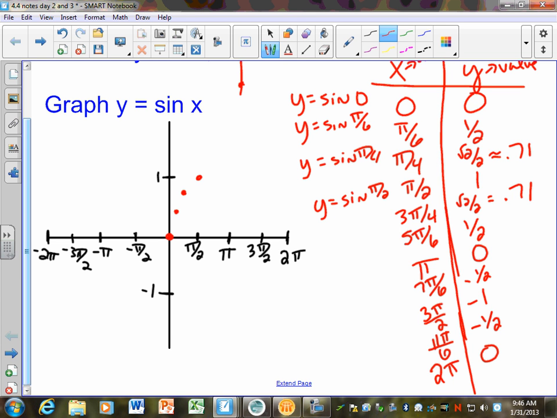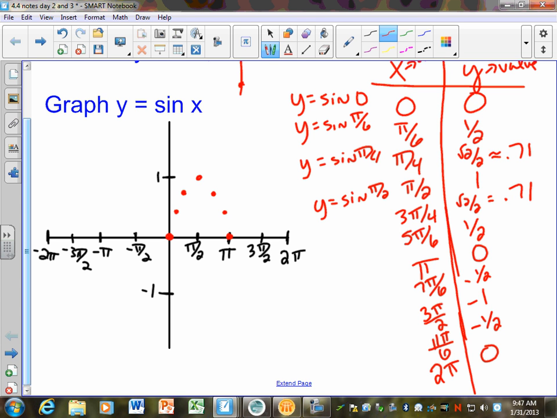At 3 pi fourths, do you agree that's halfway between pi halves and pi? It's going to be also up there at that 0.71. 5 pi sixths is going to be a little bit closer to pi, and it's also going to be back there at 1/2. And then at pi, I go back to 0. What you should have made is somewhat of a nice little upside down U shape.